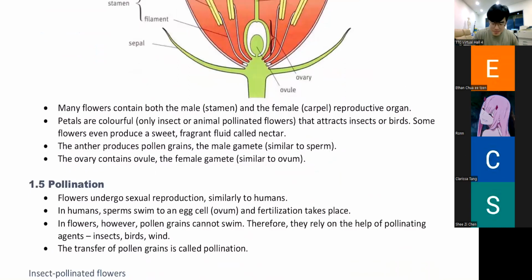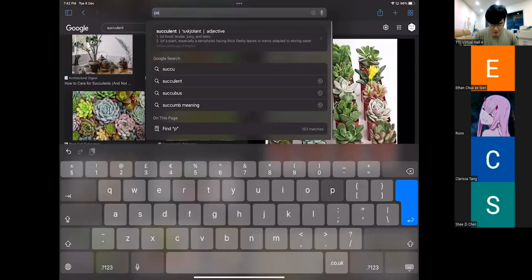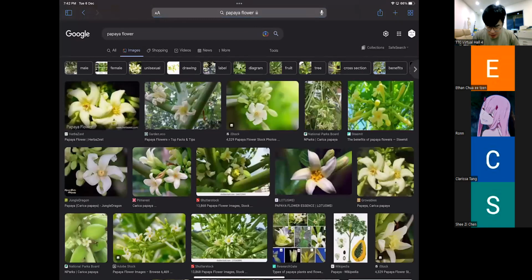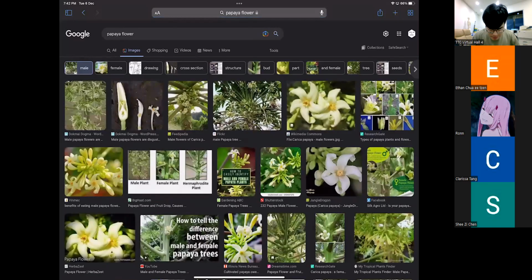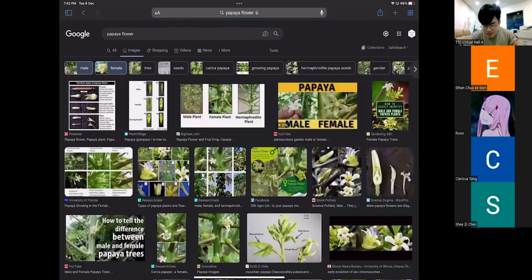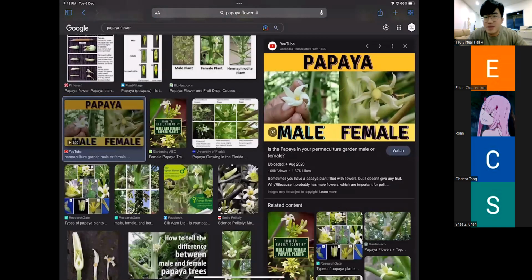Like the papaya flower. Do you know papaya has flowers? Papaya flowers have male and female. I'm not quite sure how to tell them apart. You see, there's a male flower. This is the male one, and then there's the female one. So there's the unisexual and the bisexual flower.